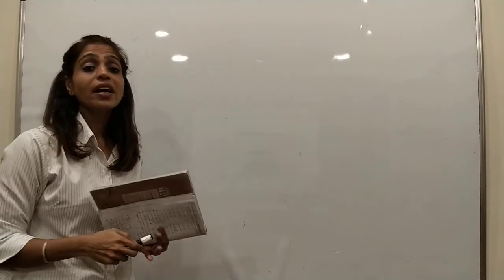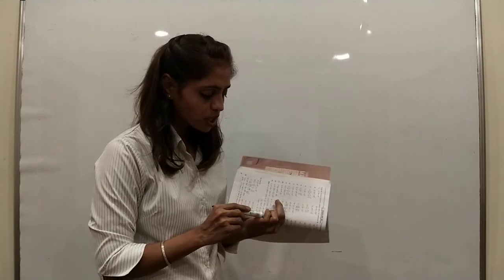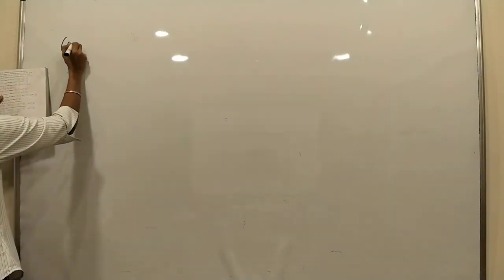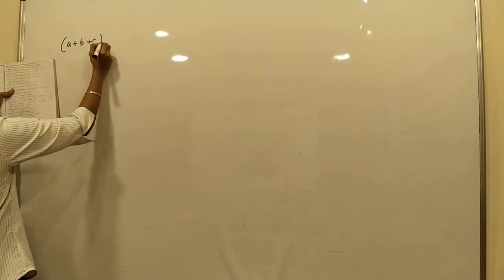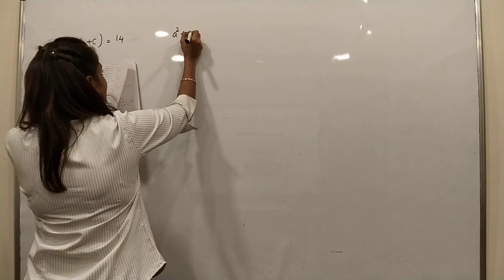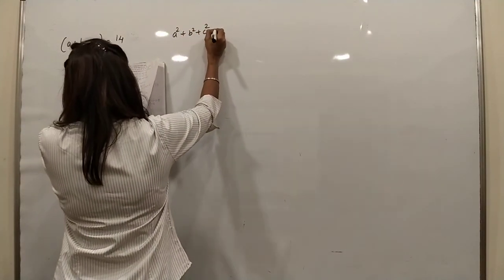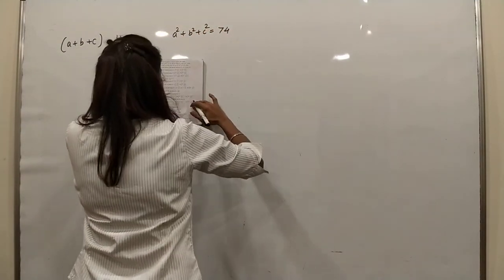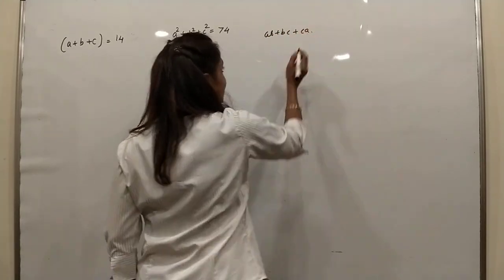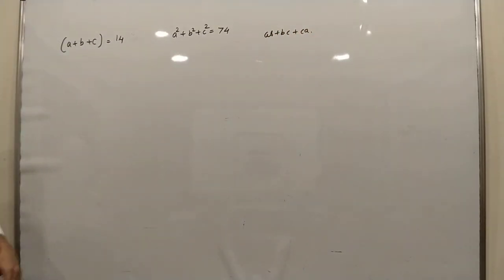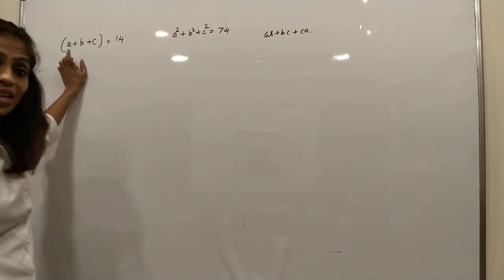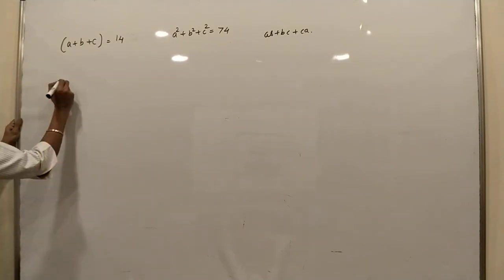Number 31, it's a doubt of most students. Number 31: a plus b plus c is equal to 14, and a square plus b square plus c square is equal to 74. Then you have to find the value of ab plus bc plus ca. Now again take the smaller power, 2 power, 1 power. Then we will start from here.